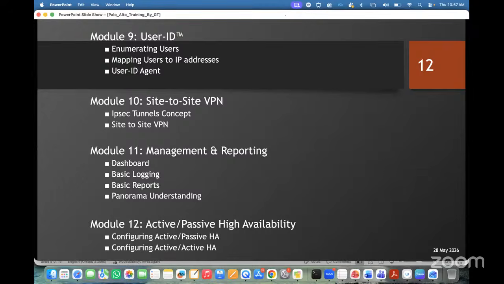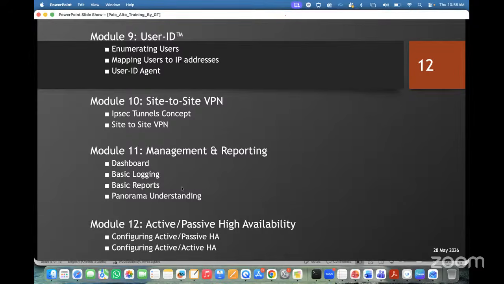What is the structured way of deploying Panorama? What are the prerequisites of deploying Panorama? What will the Panorama dashboard look like? How to create the template? How to create the device group? How to get the policies, how to do the licensing, software, everything. I will talk about Panorama. So Panorama is a central management tool. So you will understand what the central management tool is going to look like.